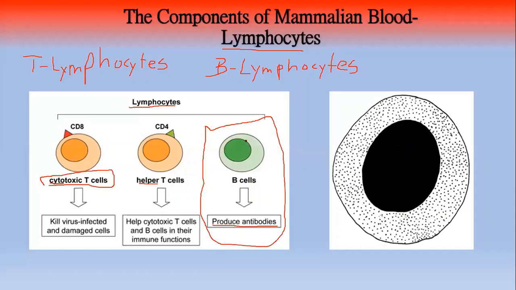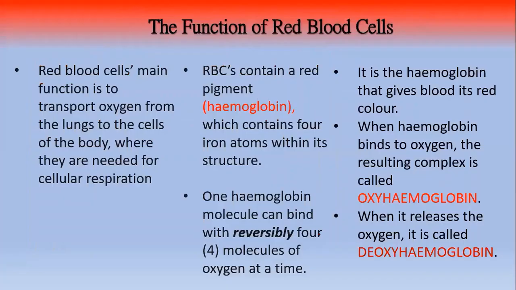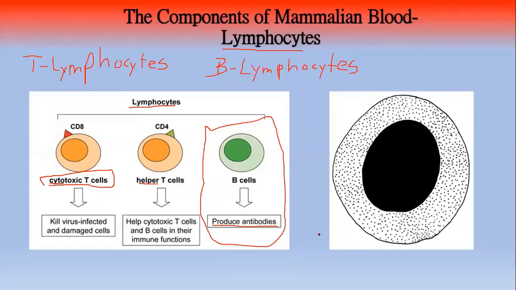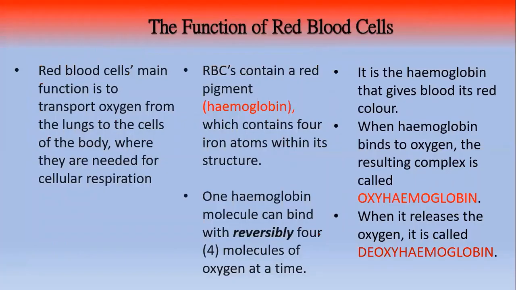Good. So this is a function of the B cells. B cells produce antibodies that fight against antigens. Now, let's look at the function of red blood cells. Red blood cells' main function is to transport oxygen from the lungs to the cells of the body, where they are needed for cellular respiration.